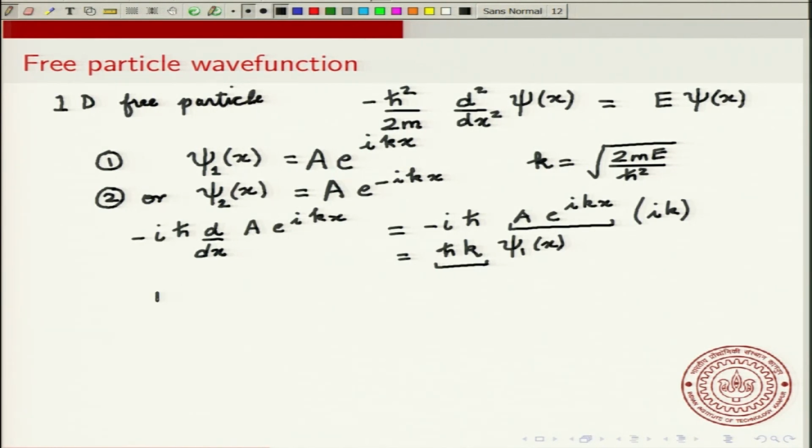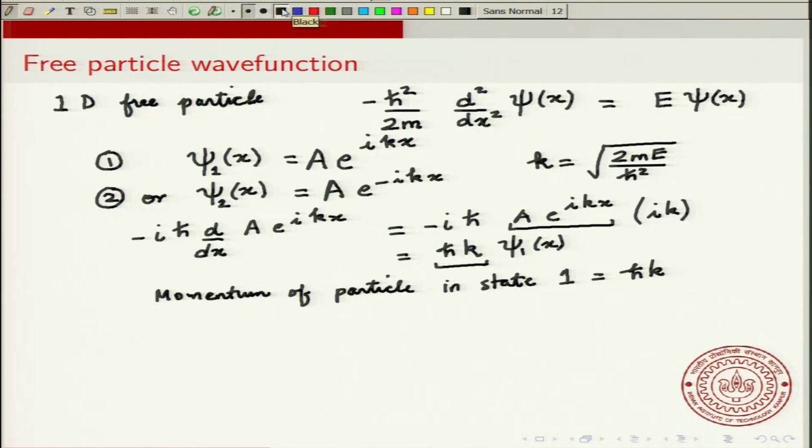So the momentum of the particle in state 1 is equal to h cross k. Basically, the k that we use in the wave function is such that h cross k is the momentum. What about the energy?